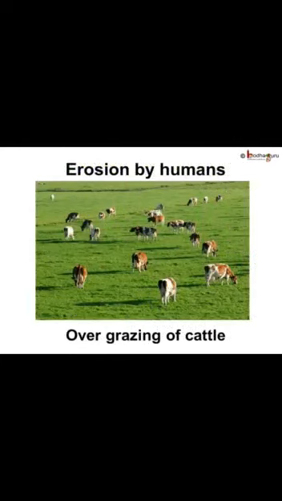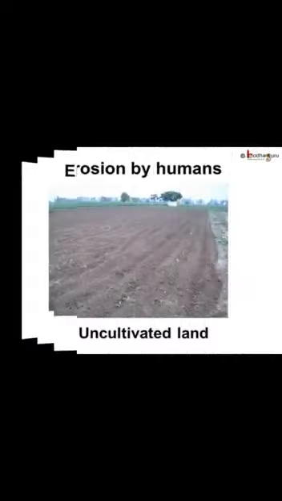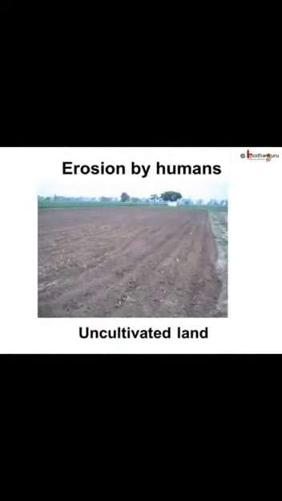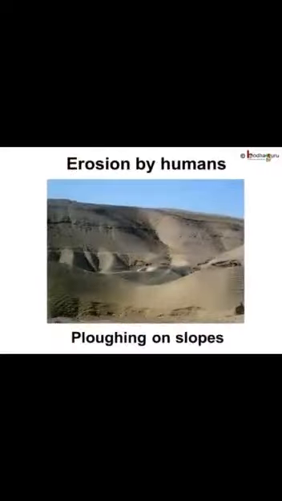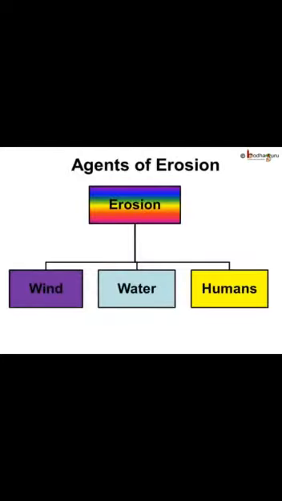Allowing the cattle to overgraze exposes the soil by removing the plant covering. This also leads to soil erosion. If the land is left uncultivated after cutting the crops, the soil gets eroded fast. Plowing the soil on the slopes loosens the soil and it gets carried away by wind or water. So we summarize that the agents which cause soil erosion are wind, water, human activities like deforestation, overgrazing of cattle, leaving uncultivated land, plowing on the hills.